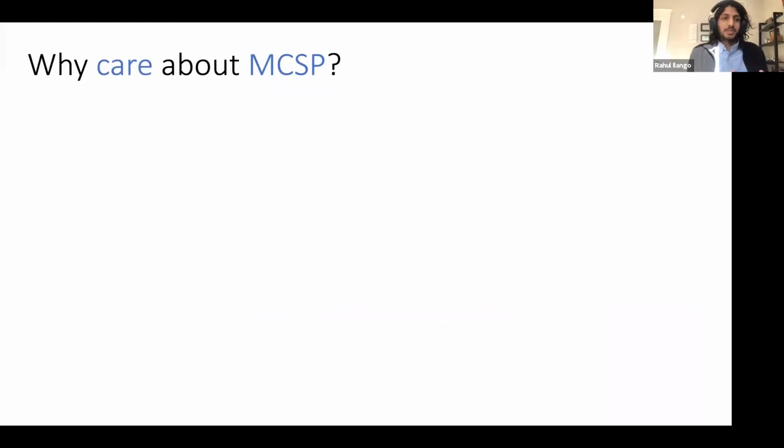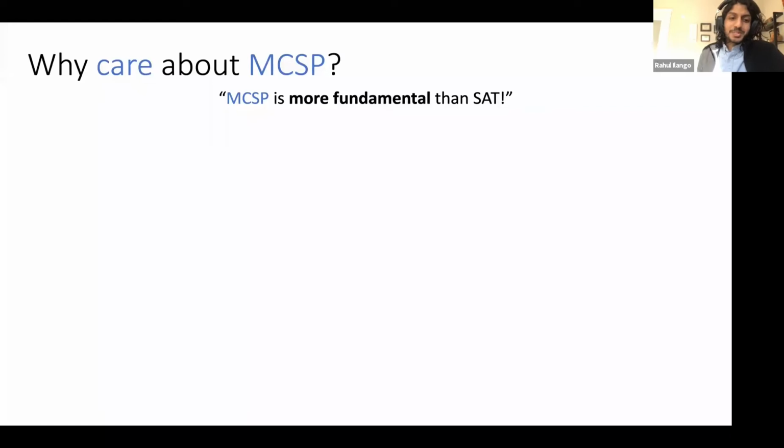So I've told you what MCSP is, but I haven't told you why we care about MCSP. Generally, the reason why you might care about some specific problem like SAT is that answers to questions about the complexity of SAT led to interesting developments in complexity theory, things like the PCP theorem, things like practically useful SAT solvers. And so that makes the following claim pretty bold. MCSP is more fundamental than SAT. And what daring researcher would dare make such a blasphemous claim?